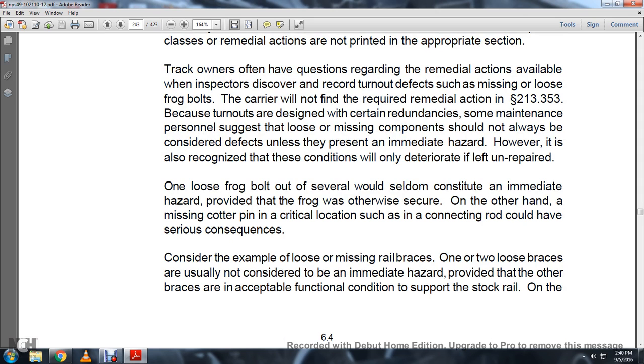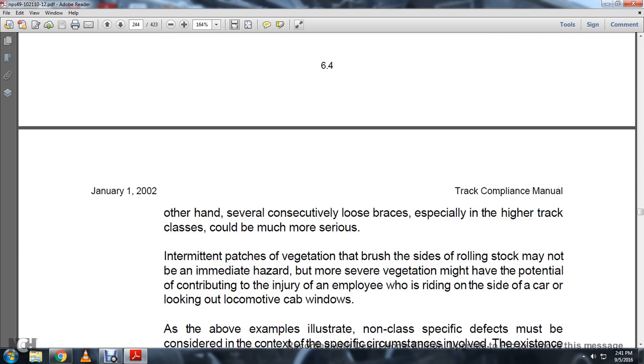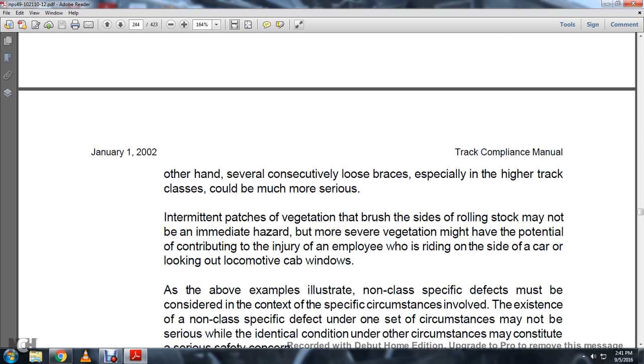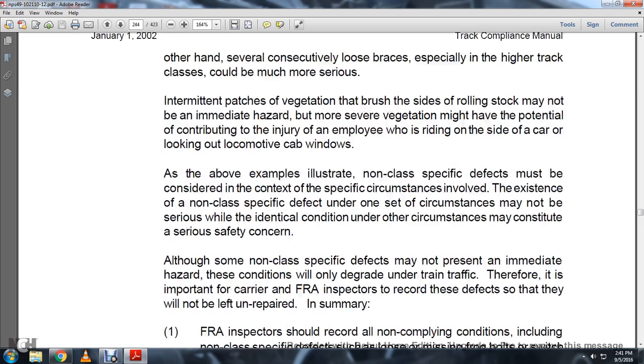One loose frog bolt among several will seldom constitute an immediate hazard, provided that the turnout is otherwise secure. On the other hand, a missing cotter pin in a critical location, such as a connecting rod, could have serious consequences. Consider the example of loose or missing rail braces. One or two loose braces are usually not considered to be an immediate hazard, provided that there are other braces in acceptable condition to support the stock rail. On the other hand, several consecutive loose braces, especially in a high track class, could be much more serious. Intermittent patches of vegetation on the brushed side of rolling stock may not be an imminent hazard, but more severe vegetation might have the potential of contributing to injury to an employee who is riding on the side of the car or looking out of the locomotive cab windows.